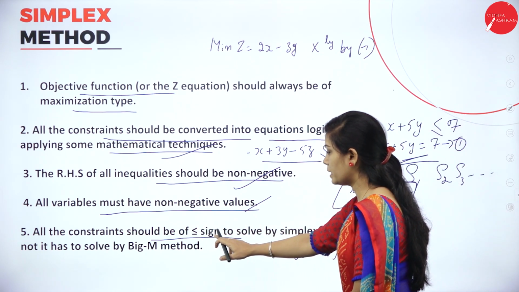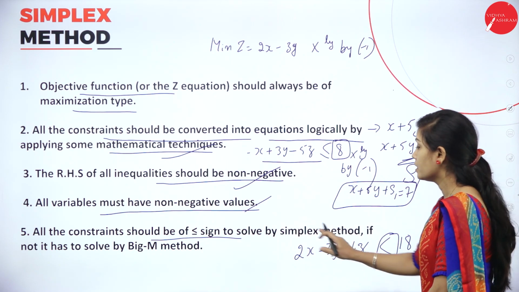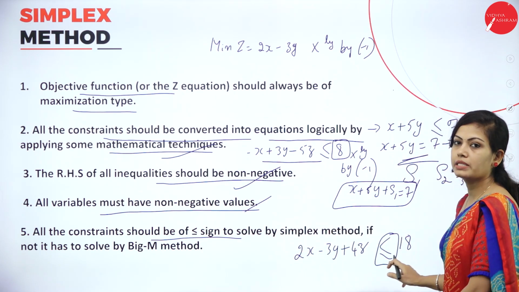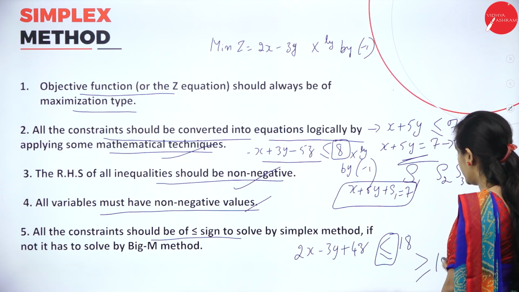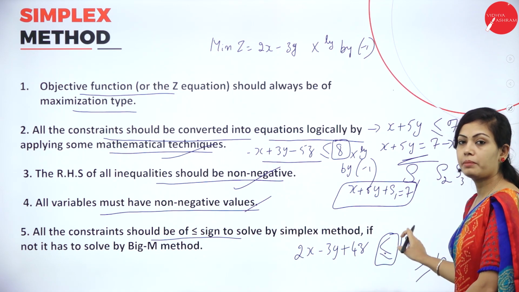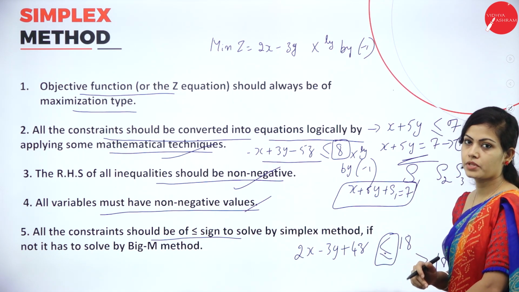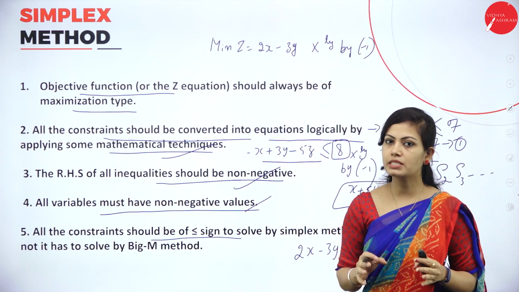All the constraints should be less than or equal to sign, then we can solve this by simplex method. So, if you get any greater than or equal to sign, then we can convert this into less than or equal to by multiplying by minus 1. These are the steps we have to use in simplex method. It is a very simple concept.